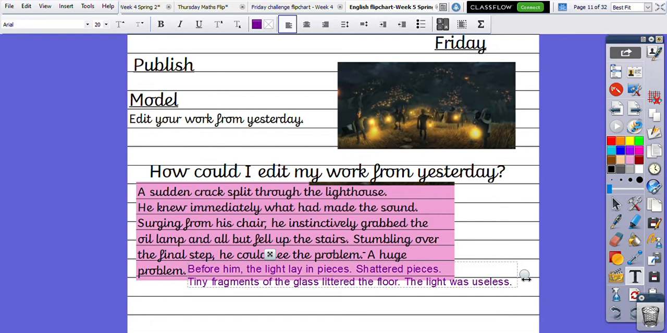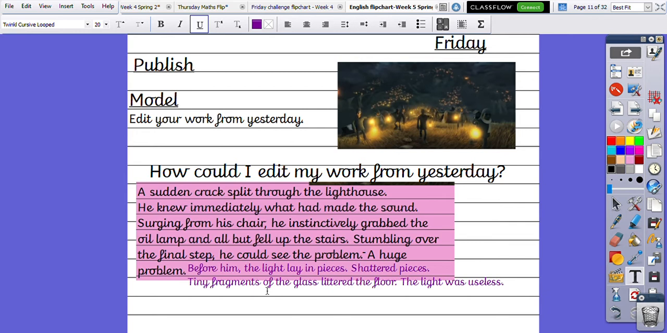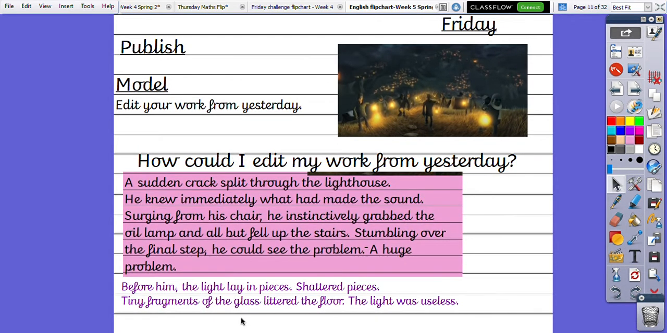They're in tiny fragments on the floor, which makes the tension build in our story as our reader begins to think, what on earth is he going to do? It's not just one little piece that's gone a little bit wrong, it is the whole light in pieces. So it's a really big problem. So that is one example of how you could edit your work. I changed some punctuation in my dash and I also added some extra information onto the end. I would also be checking my spellings and my capital letters and up-leveling any vocab I needed to.